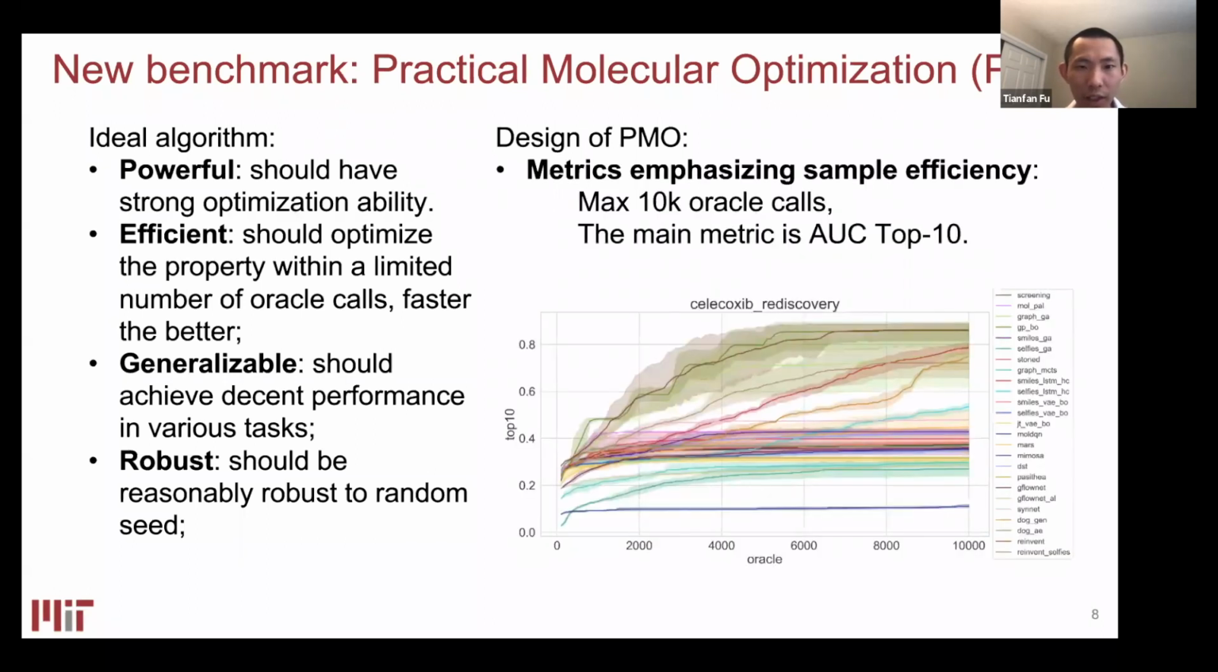Firstly, we design the metrics to emphasize sample efficiency. We constrain the maximum number of oracle calls to be 10,000. Also, we use the AUC top 10 as a main metric, which not only considers the top score of the generated molecules, but also considers the sample efficiency.